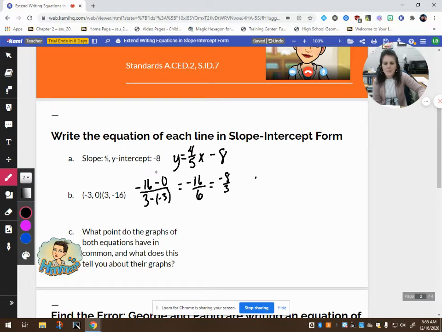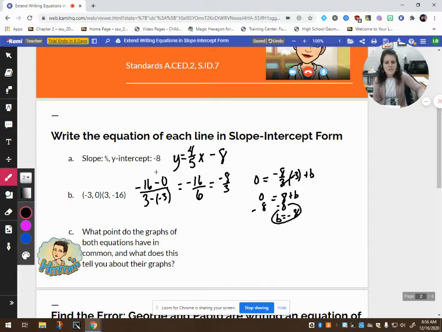Now we can plug in a point. I'm just going to use this negative 3, comma 0. So when y is 0, I have 0 equals negative 8/3 times the x-coordinate, which is negative 3, plus b. Well, that's easy because those cancel. A negative times a negative is a positive. So I'm left with 8 plus b equals 0. So subtract 8 from both sides, and b equals negative 8.